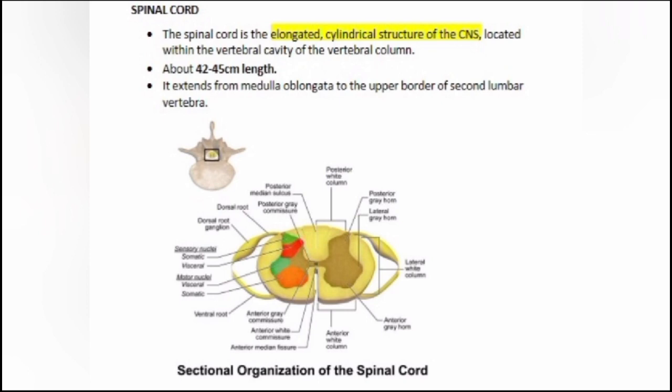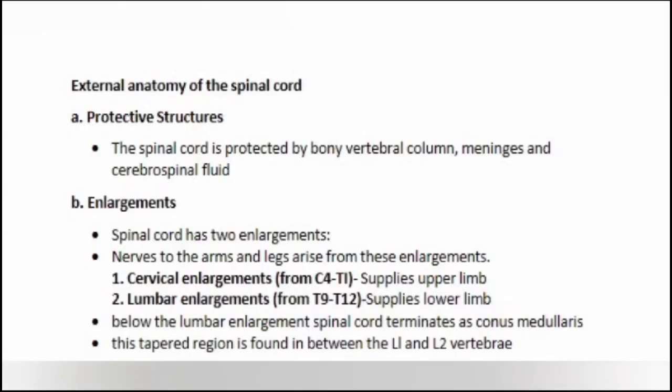You can see that it is 42 to 45 centimeters in length, and it extends from the medulla oblongata to the upper border of the second lumbar vertebra. So this has an external anatomy of the spinal cord and an internal anatomy of the spinal cord. In this picture you can see a butterfly shape, right? That is the internal part, and the outer cover, the yellowish color, is the outer.